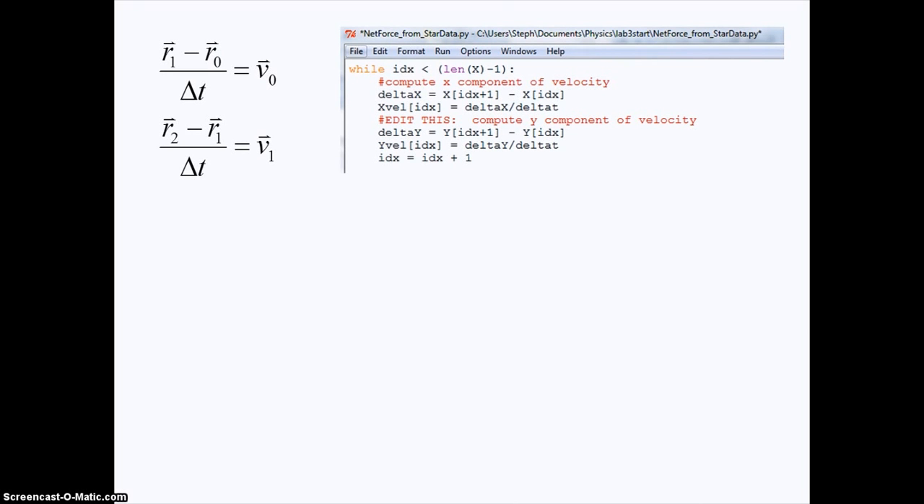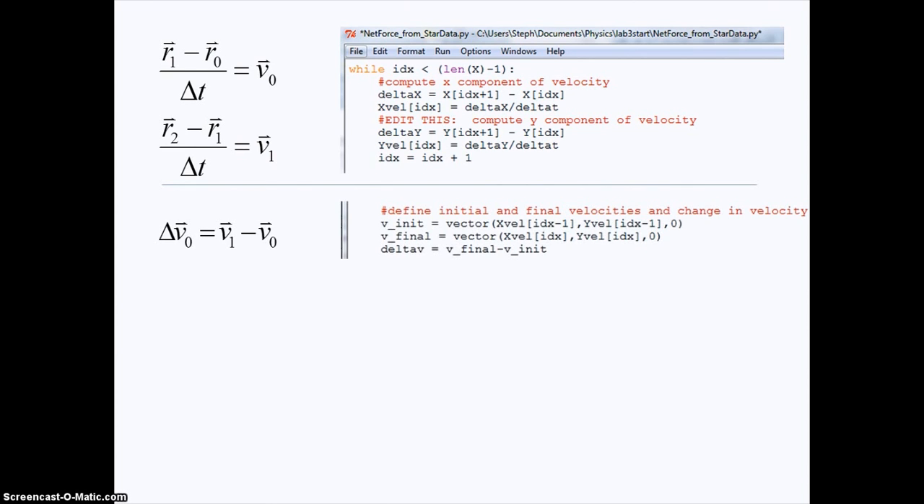We can use r sub 1 minus r sub 0 over delta t to calculate the velocity for the initial time interval, r sub 2 minus r sub 1 over delta t for the velocity over the next time interval, and so on for all of the time intervals. Next, we can calculate delta v is equal to v sub 1 minus v sub 0, and so on for all of the time intervals.